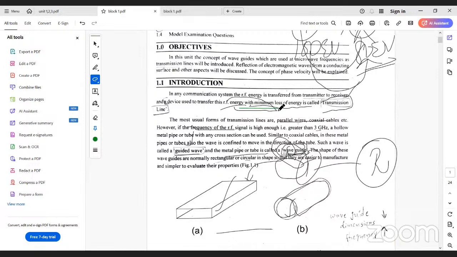While sending, I am using different types of waveguides. Waveguide means the equipment part. The device is called a waveguide. Whatever wave I am transmitting in a direction is called a guided wave. Here we have different types.